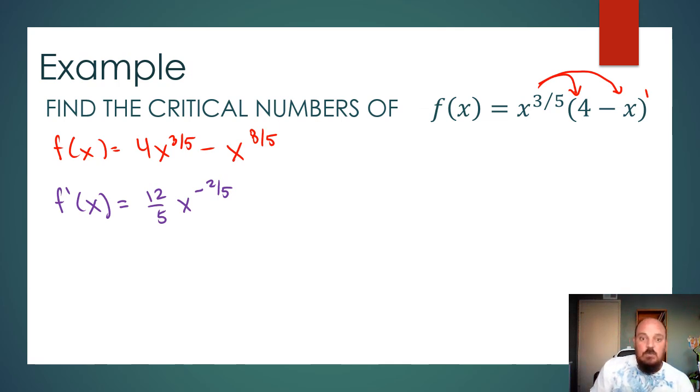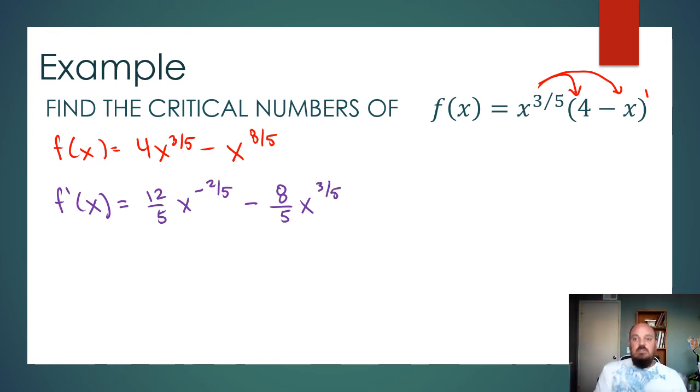Now for the second one, it's a little bit easier. Leave the minus. You multiply by 8/5, and then you subtract 1. We'll leave the x. Subtract 1. 8 over 5 minus 5 over 5 would give me 3 over 5.